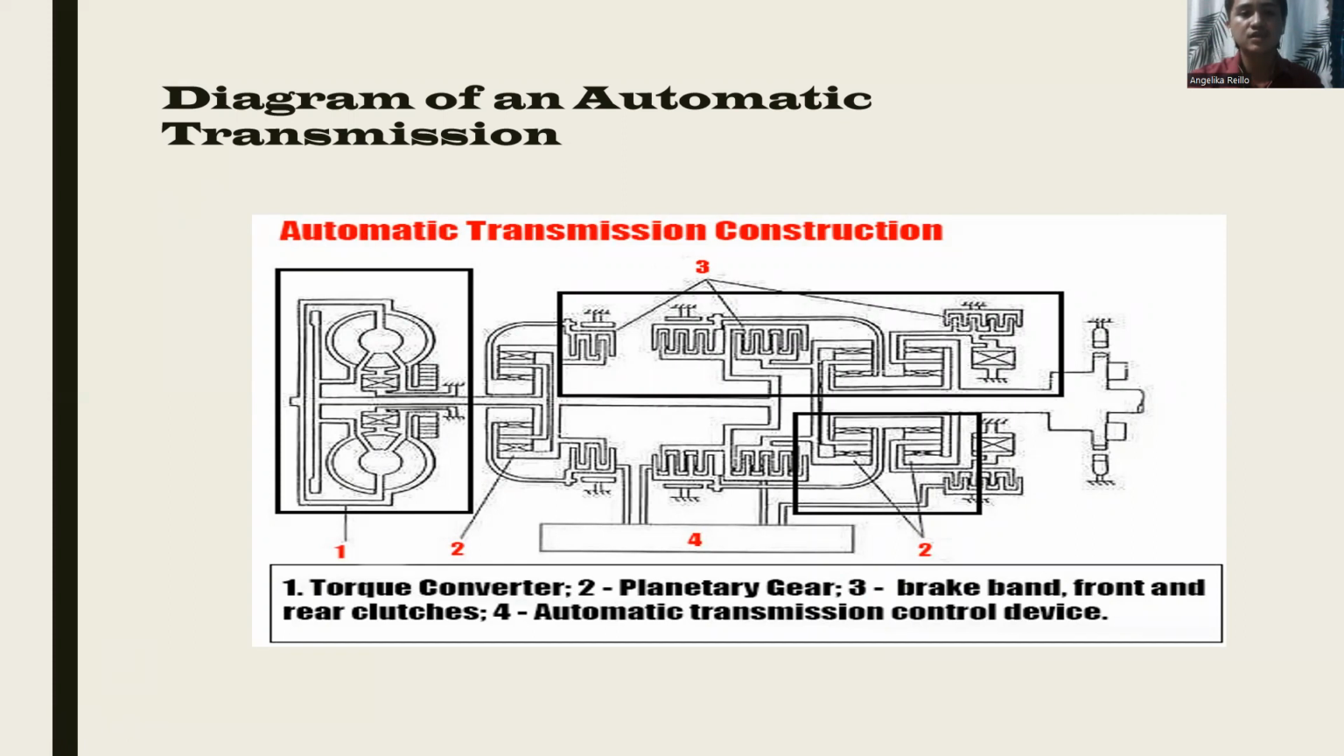Diagram of an automatic transmission. Number 1. Torque converter. The torque converter acts as the clutch in a manual transmission but does not require direct control by the driver and performs all operations automatically. Number 2, planetary gear. The planetary gear serves to change the gear ratio when changing gears. Number 3, brake band. The brake band, front and rear clutch are auxiliary elements through which gear change is carried out.